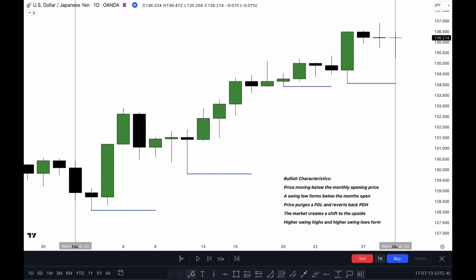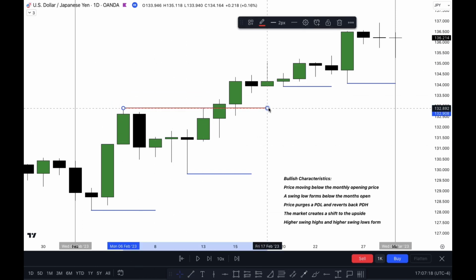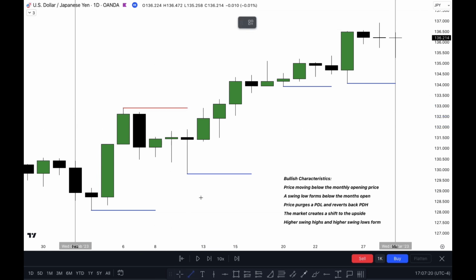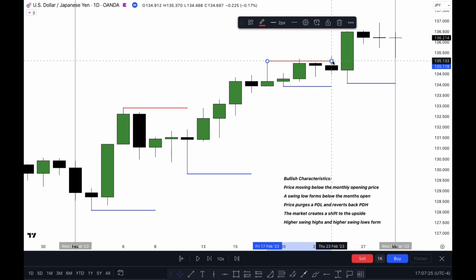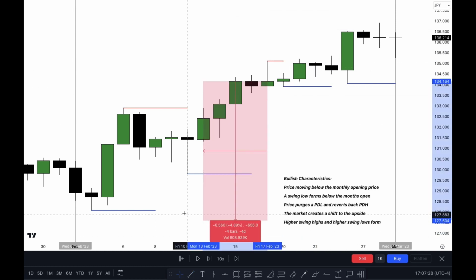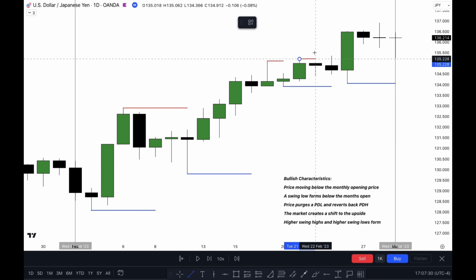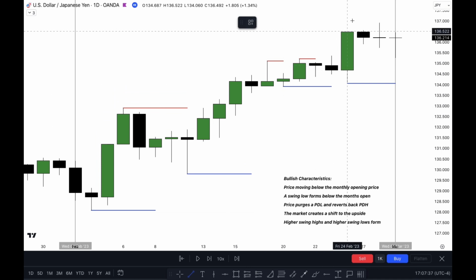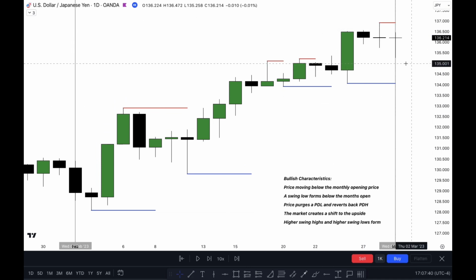Let's check out all the swing highs. You have a swing high up here. We have a swing high up here. And we have a swing high here. It's higher than that one. And we have a swing high here. So you have higher swing highs and higher swing lows. These are my bullish characteristics.